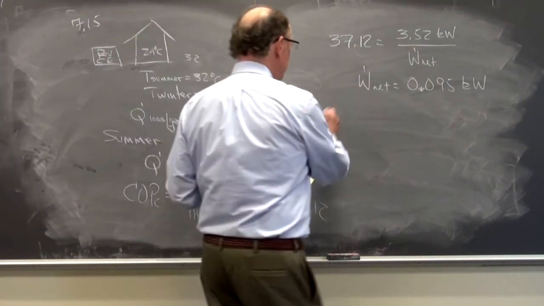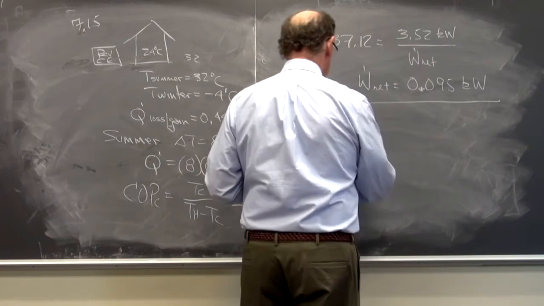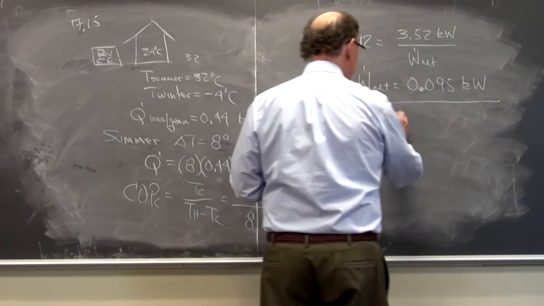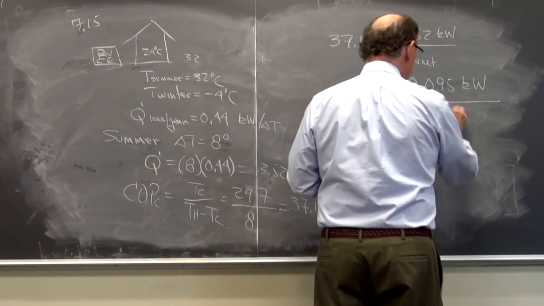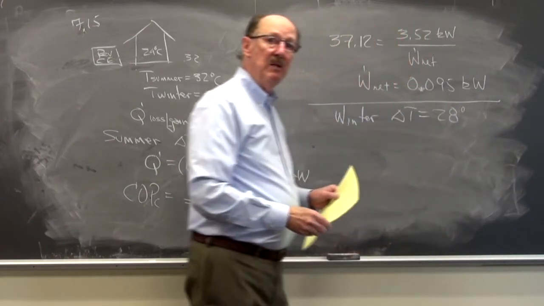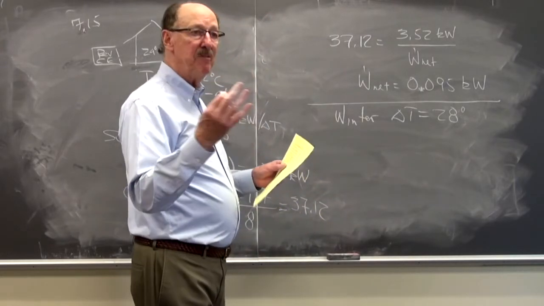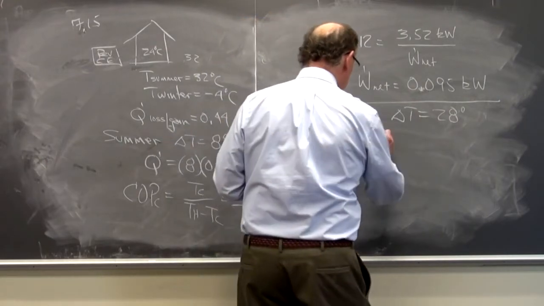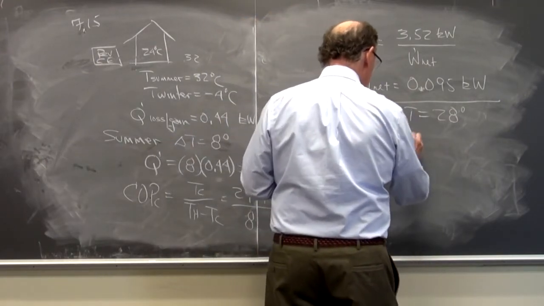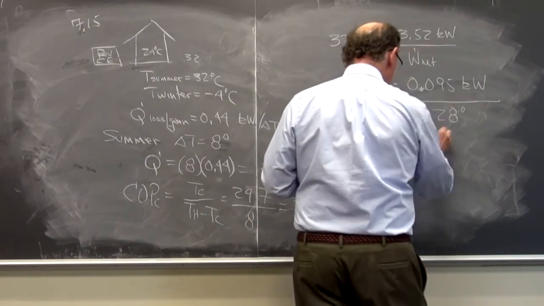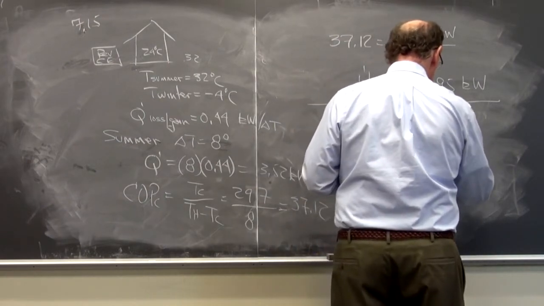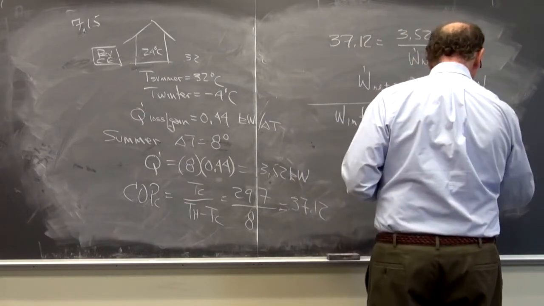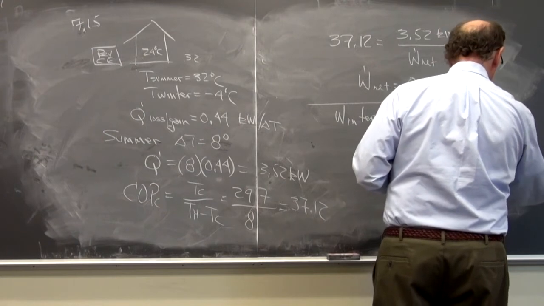Now let's look at the wintertime. Here, the delta T is equal to 28 degrees. So there's a lot more heat flow that's going out that I have to replace. So Q dot is 28 times 0.44, which is going to be 12.32 kilowatts.